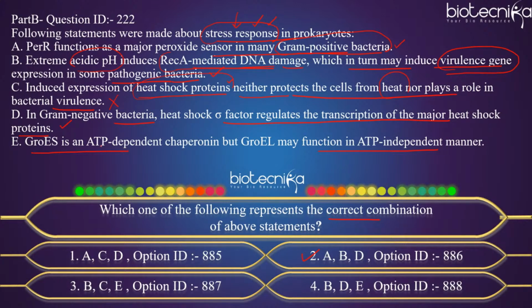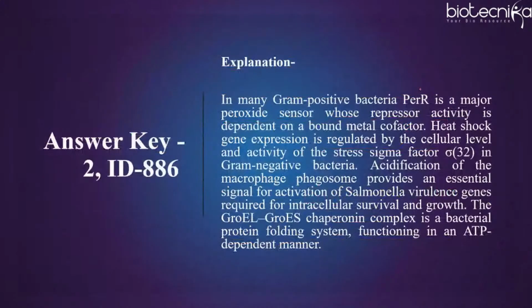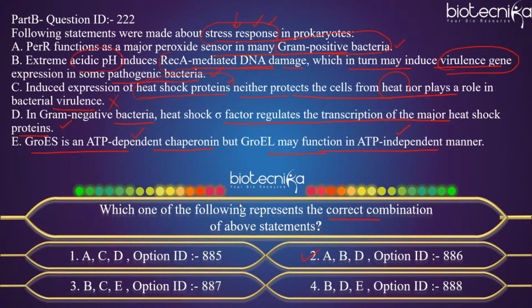Now, what about E? GroES is an ATP dependent chaperonin. This statement says GroES is ATP dependent while GroEL is ATP independent, but both GroEL and GroES form a chaperonin complex, a bacterial protein folding system. So both function in an ATP dependent manner. This statement is incorrect. E is incorrect, so the right answer is option 2.